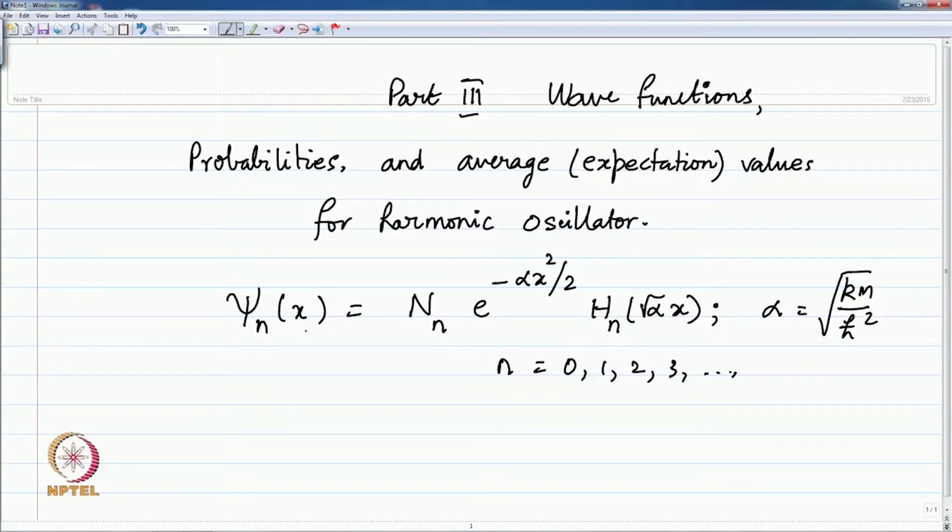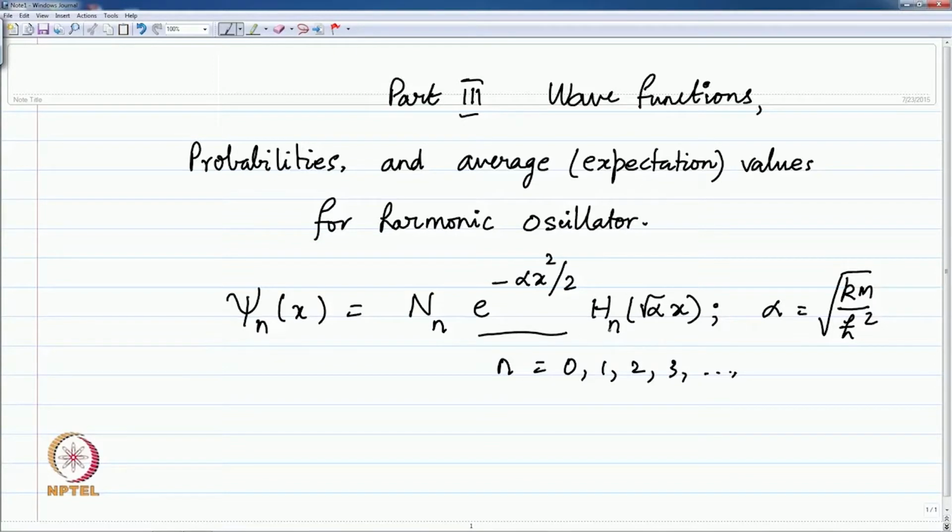The wave function psi n of x consists of two parts, an exponential, minus alpha x square by 2, where alpha is the parameter set for the harmonic oscillator. Alpha is defined here as the force constant times the mass of the harmonic oscillator divided by the square of the Planck's constant, and this whole thing is a square root. And alpha has the dimensions of 1 over the length squared. Therefore, if x represents the displacement, then alpha x square is dimensionless.